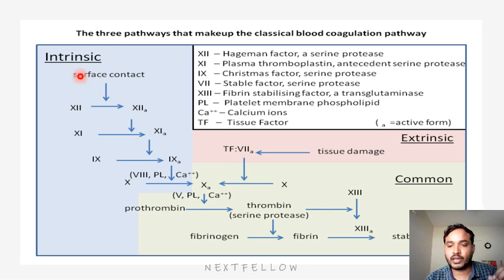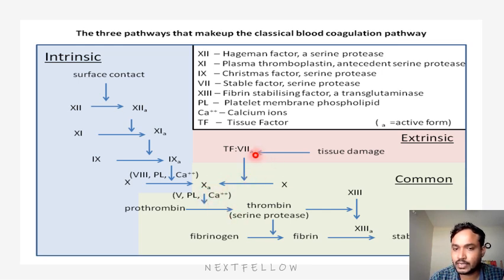Intrinsic means when the vessel endothelial tissue gets injured, it will release factor 12. Factor 12 is activated to factor 12A. This factor 12A activation will lead to factor 11 to 11A. Next 9 to 9A. Next this 9A, with the help of factor 8, phospholipid and calcium, will activate factor 10 to 10A. From here onward the common pathway starts.